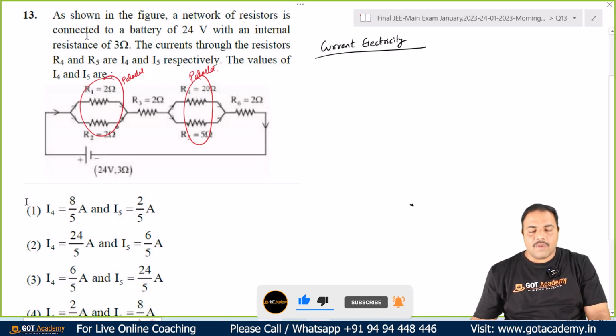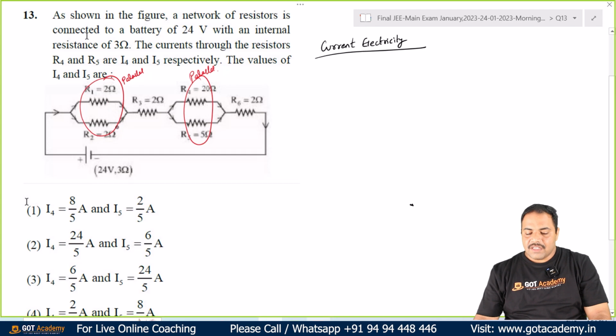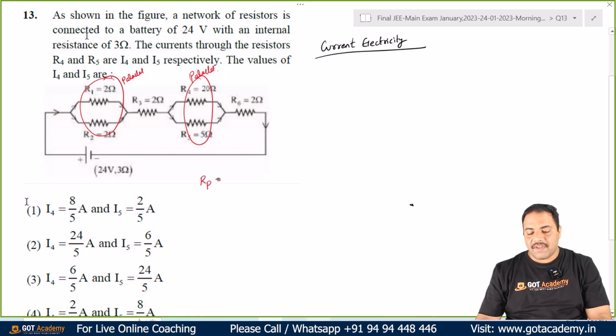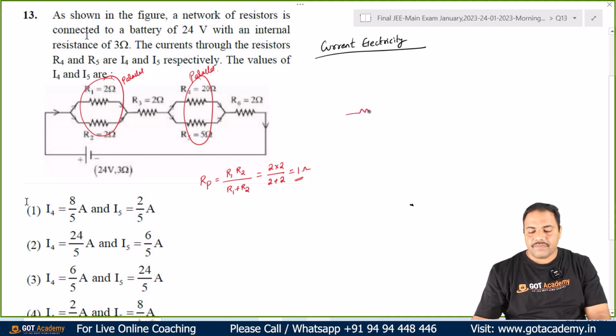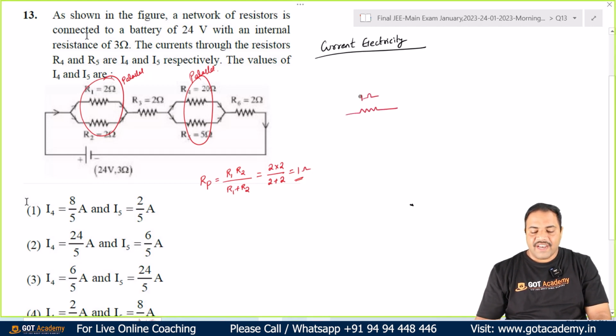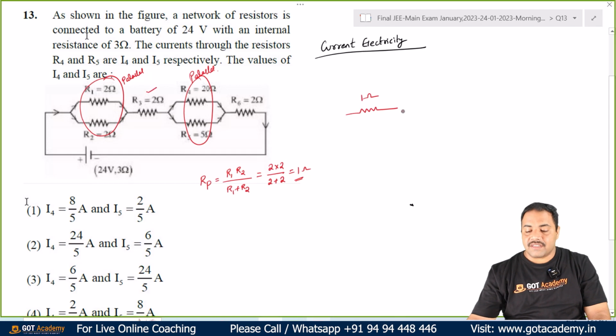So when two resistances are in parallel, what is the formula? We know that resistance in parallel is given by R1 into R2 by R1 plus R2. This is the formula. Here we have two ohms, so that is 2 into 2 by 2 plus 2. So the answer is 1. So in place of those two resistances in parallel, let me draw only one resistance whose value is just 1 ohm. Okay. 1 ohm. Very next to that, we have a 2 ohm resistance in series.